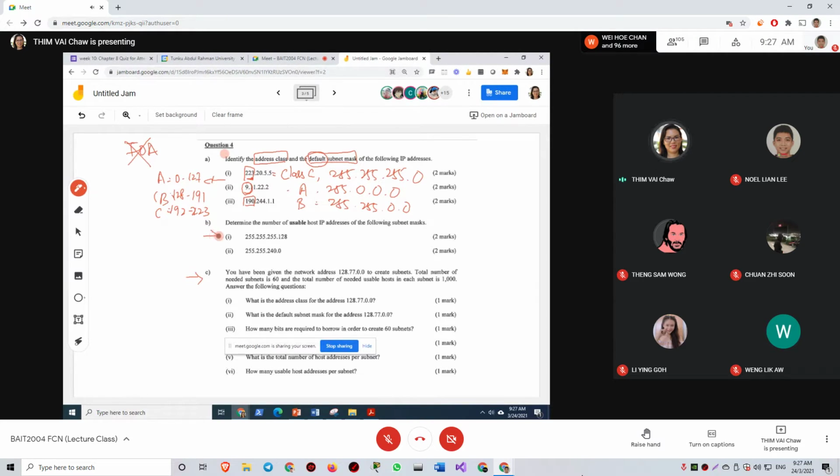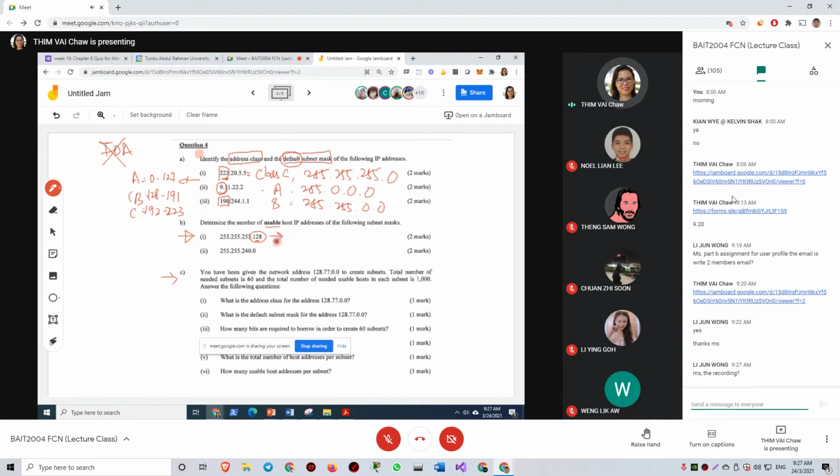Okay, now we're going to look at the second question. Determine the number of usable host IP addresses of the following subnet mask. So he gave you this particular subnet mask value. Then he gives you dot 128. It means that the decimal value, the bit pattern from this dot 128, is 1.